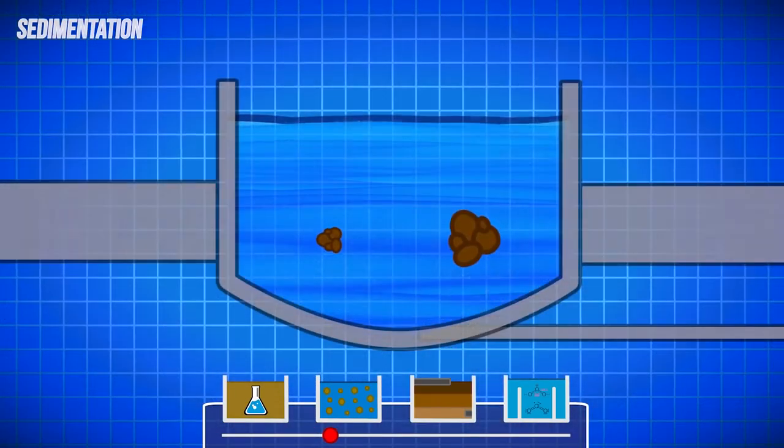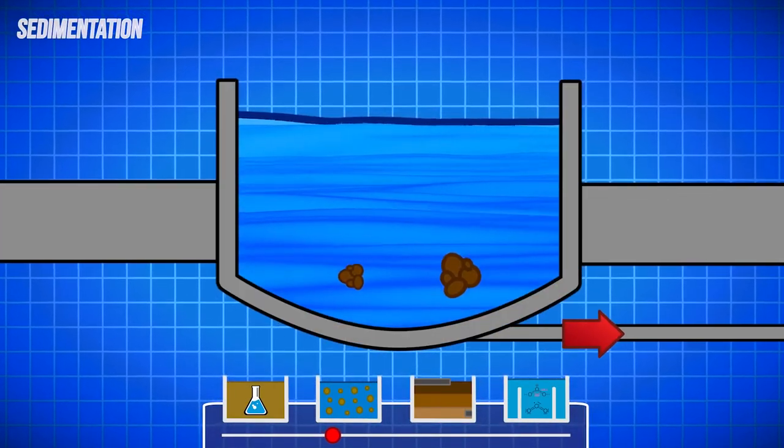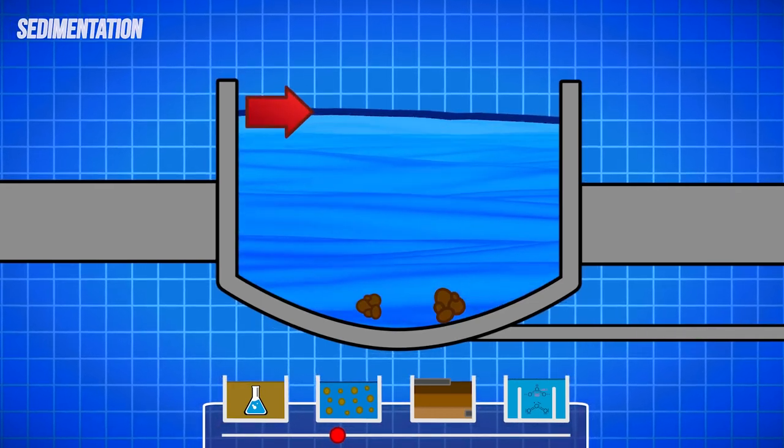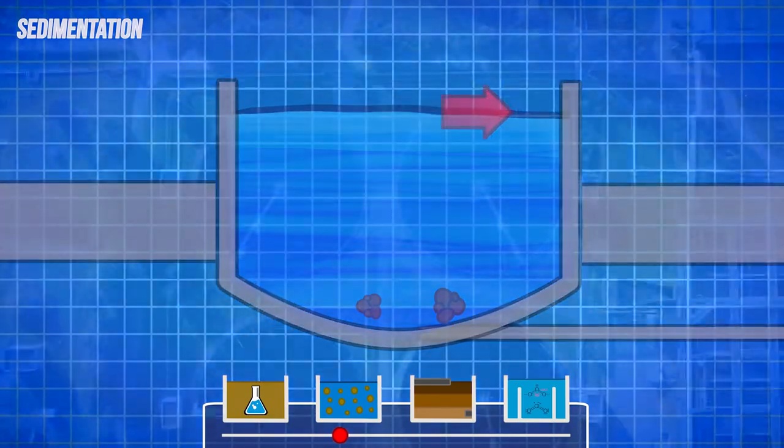The floc particles are ultimately removed from the bottom of basins, and the clean water, being the cleanest at the top due to the settling particles, flows over weirs to the next stage in the process.